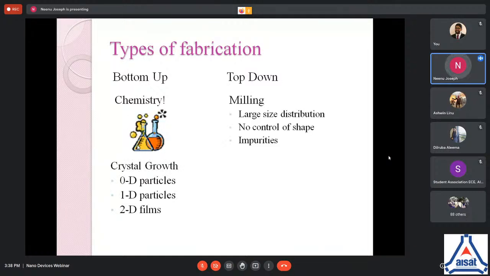Types of fabrication. Here also the fabrication can be of bottom-up approach or top-down approach. The first starting stage is crystal growth: zero-dimensional particle and 1D particle, and also in 2D film. And top-down approach: milling, large size distribution, no control of shape, impurities, and the starting method is lithography.